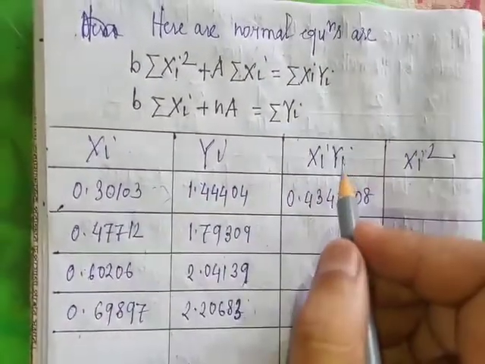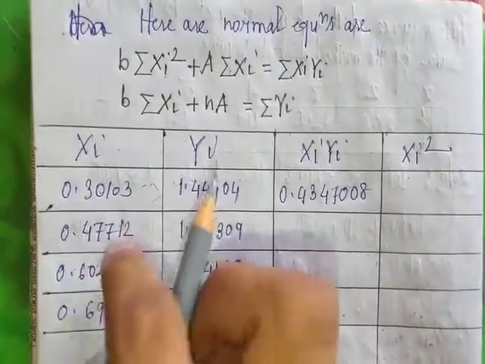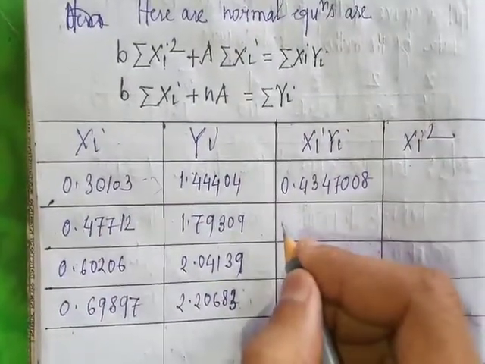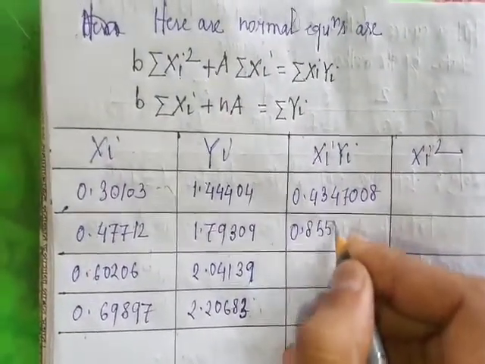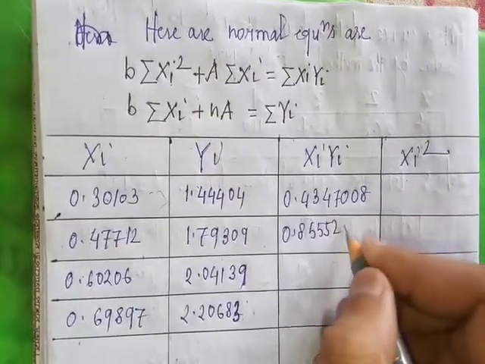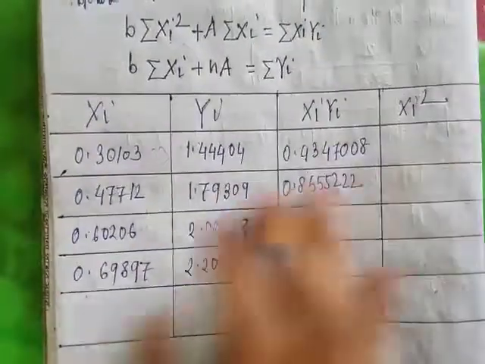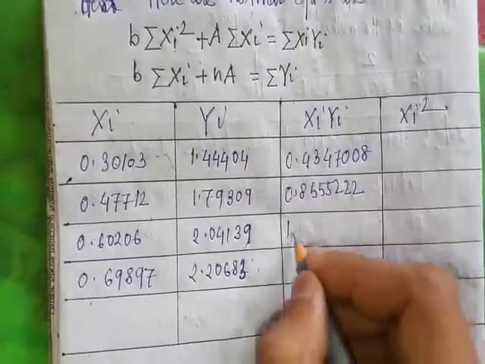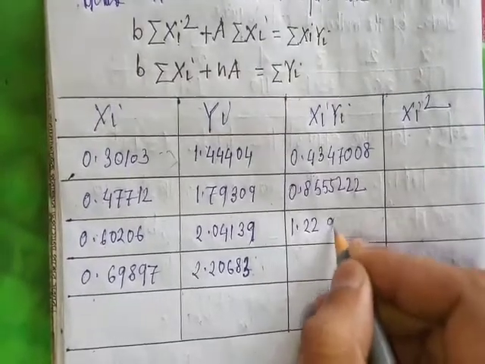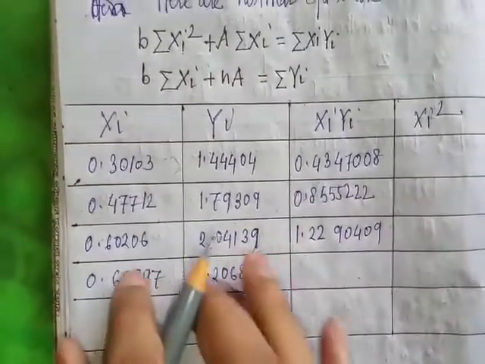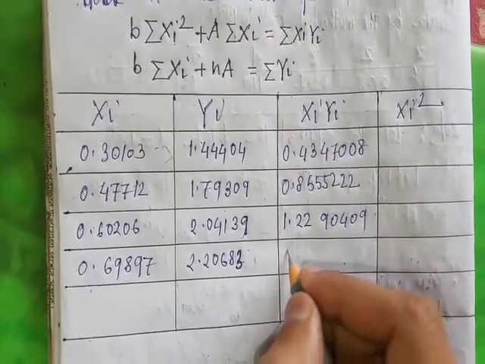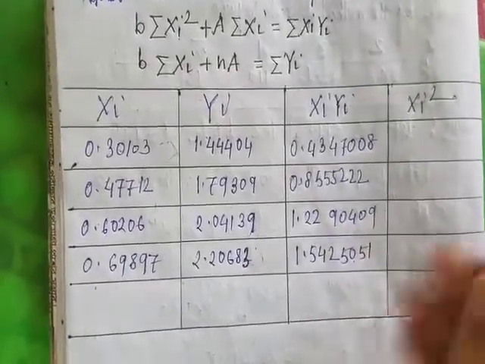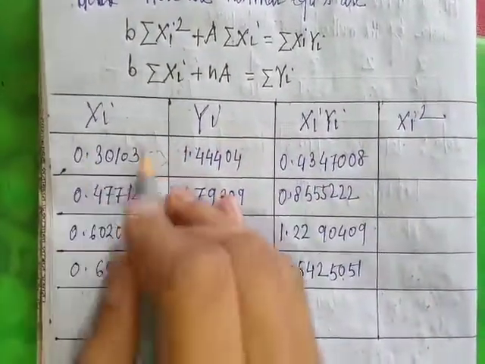Then the value of xi into yi: x2 into y2, this is x2, this is y2. So the product of these two numbers is 0.855552. The product of these two numbers is 1.2290409. The product of these two numbers is 1.5425051.